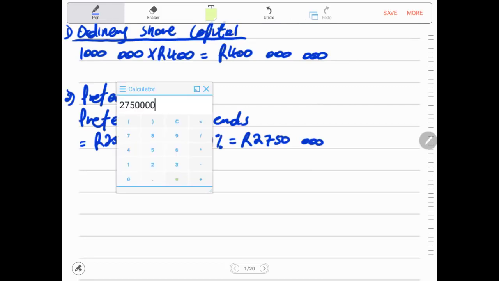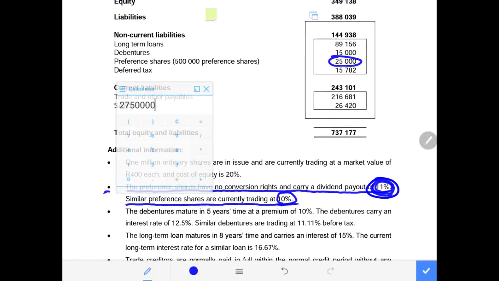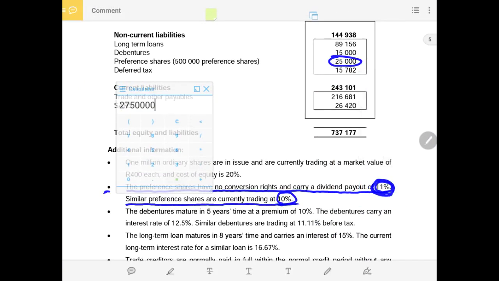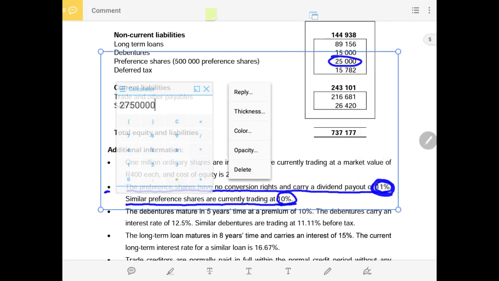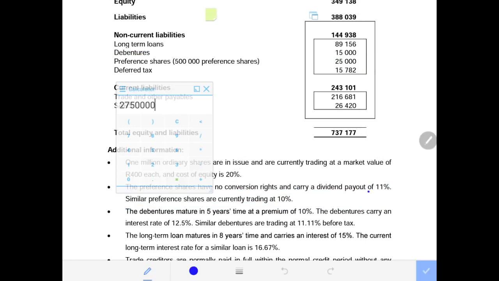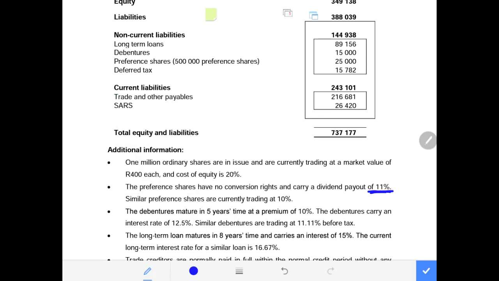preference dividends that are paid at the payout rate of 11%, because preference shareholders are paid 11% of the amount that was invested. So we have calculated our preference dividends, which is 2,750,000 rands. Therefore, now it is stated that similar preference shares are currently trading at 10%.